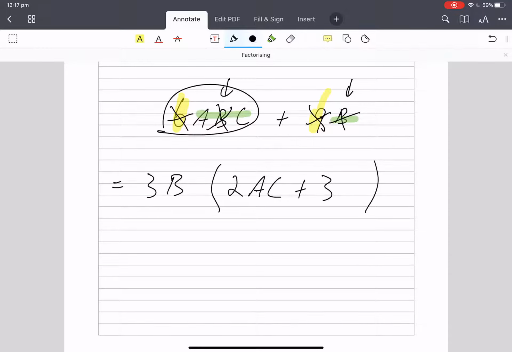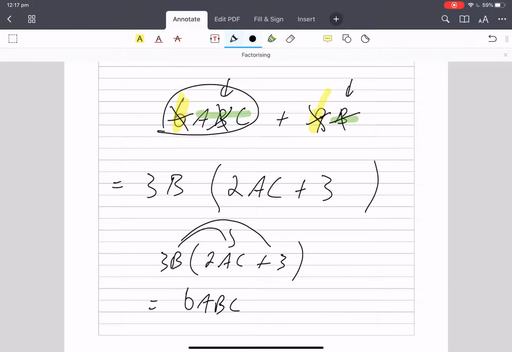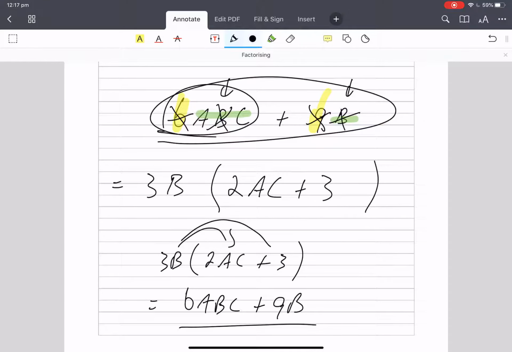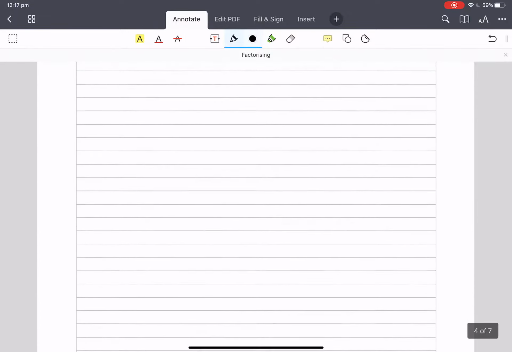And if you wanted to check it, we can expand it. What's 3b times 2ac? And 3b times 3 is... So we get back to that question. It's a fast pace, isn't it?